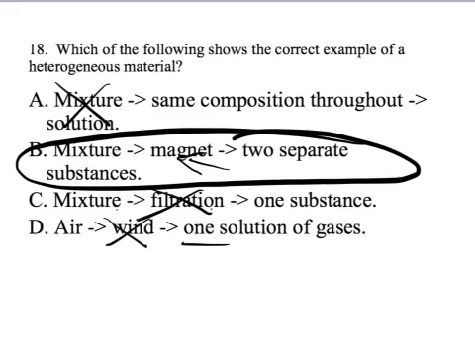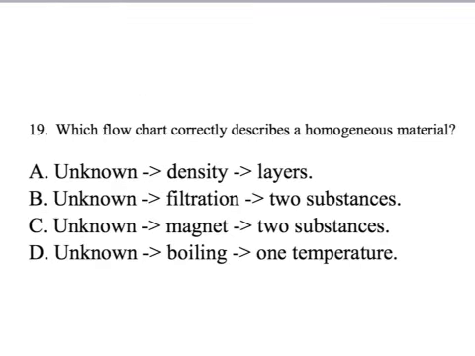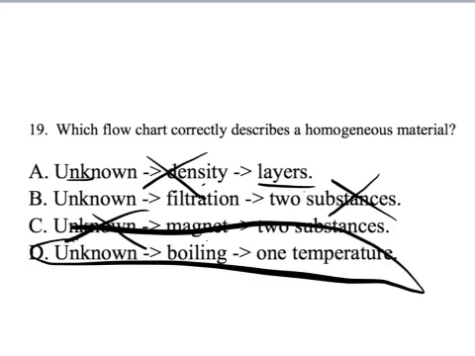Which flow chart correctly describes a homogeneous material? Homo, same. So that means it's going to do everything the same. It's one thing. You have an unknown, you filter it, you get two substances. That wouldn't be homogeneous. Unknown, density and layers. Layers mean different material, so that's not it. Unknown, magnet, two substances. We already know that's hetero, so we're going to go with D, unknown boiling, and they boil at the same temperature. That would be a homogeneous material, like water.